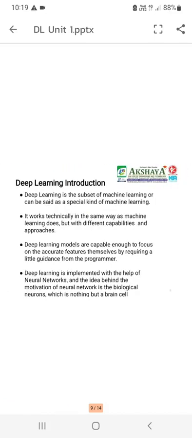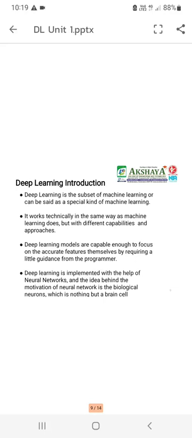Let's see what deep learning is. Deep learning is a subset of machine learning, or you can say it is a special kind of machine learning, which works technically in the same way as machine learning but with different capabilities and approaches. Deep learning models are capable enough to focus on the accurate features while requiring little guidance from the programmer. These deep learning models can be implemented with the help of neural networks.